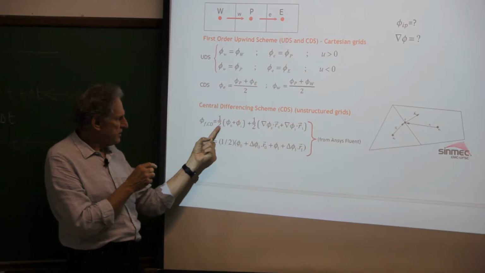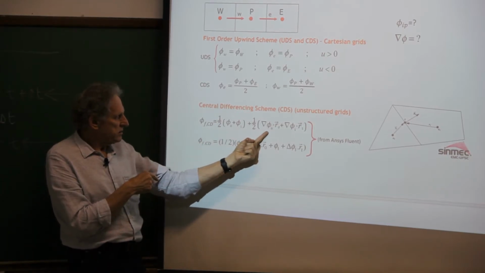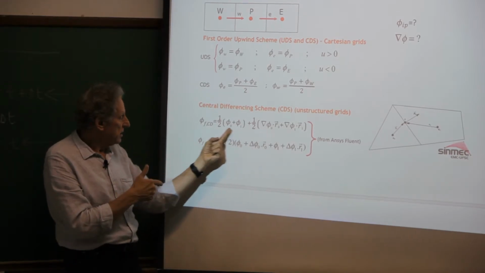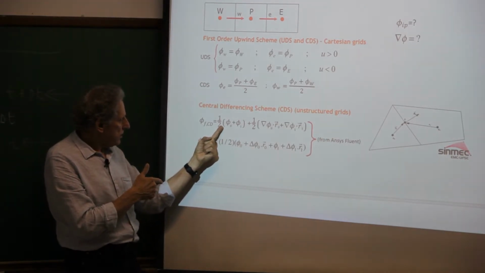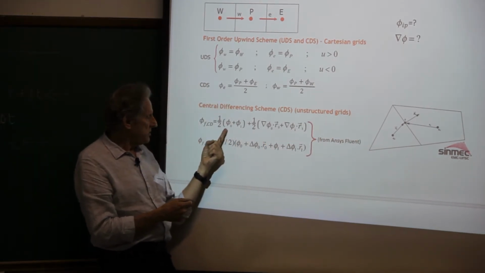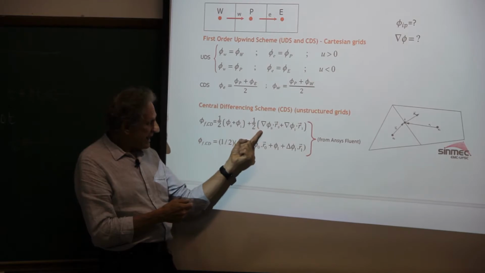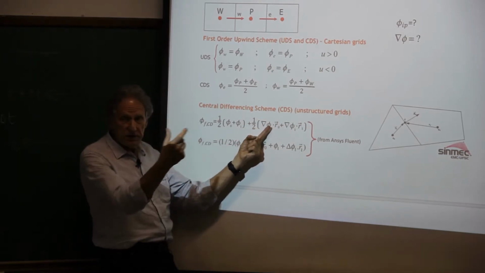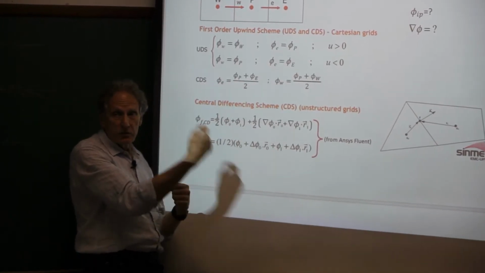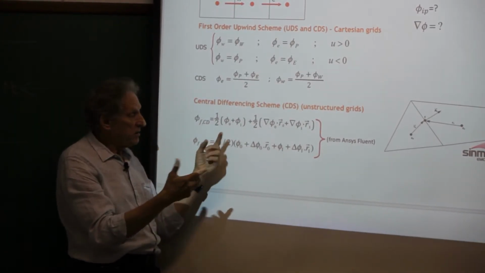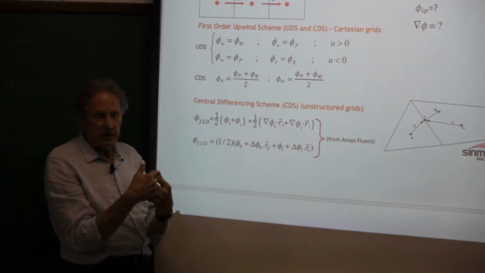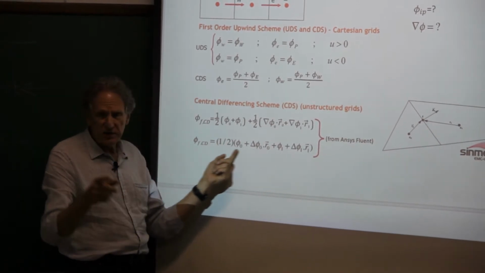The expansion is here. This is a Taylor expansion. It's clear, recognizable here. One value coming from zero is phi zero plus grad phi zero times the distance. Coming from the other side, from one to the face, is another value. So you add both and divide. This is the central differencing, which is here. It's okay, right?